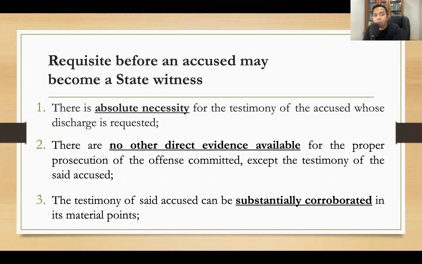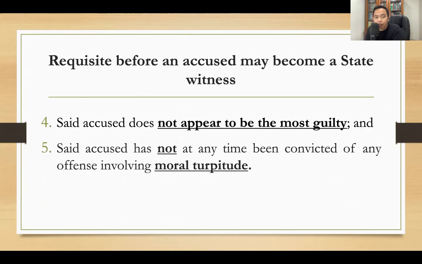So what are the requisites before an accused may become a state witness? One, there is absolute necessity for the testimony of the accused whose discharge is requested. Two, there is no other direct evidence available for the proper prosecution of the offense committed except the testimony of the said accused. Third, the testimony of the said accused can be substantially corroborated in its material points. So please memorize the requisites before an accused may be admitted as a state witness. Absolute necessity for the testimony. There is no other direct evidence available, and the testimony can be substantially corroborated in its material points.